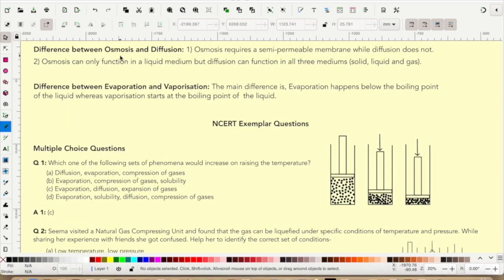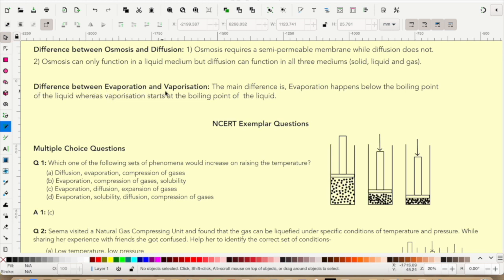Difference between osmosis and diffusion. There are two key differences between osmosis and diffusion. First one is osmosis requires a semi-permeable membrane while diffusion does not. Second one is osmosis can only function in a liquid medium, but diffusion can function in all three mediums, solid, liquid and gas, as we have already seen in this chapter.